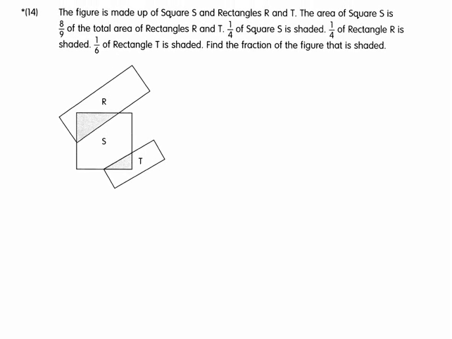Okay, the figure is made out of a square S, a rectangle R, and rectangle T. The area of square S is 8/9 of the total area of R and T. So, S to R and T. What is the ratio, Jing Kai? 8:9.